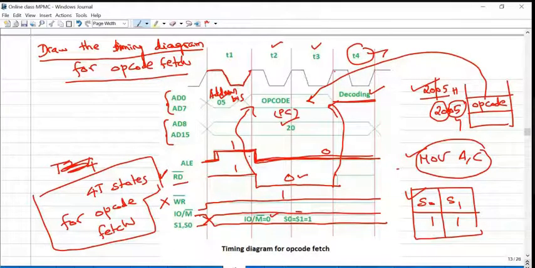Whenever you draw the timing diagram, during the first clock pulse, the ALE goes high. Then AD0 to AD7 is used to hold the lower order 8-bit address. For the remaining time interval, ALE must be 0. During that time, AD0 to AD7 carry the data in general. Here it is opcode. Opcode will be placed on these AD0 to AD7 lines because it's an 8-bit opcode.